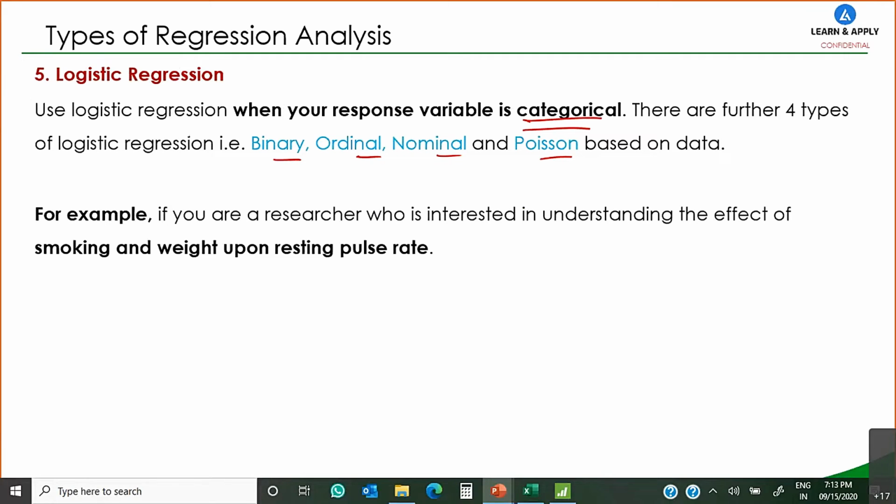For example, if you are interested in understanding the effect of smoking and weight on your resting pulse rate, the resting pulse rate can be high or low, right? So in that case, your response variable is categorical, and you want to check the impact of smoking and weight on this resting pulse rate. So in that case, we use logistic regression analysis.